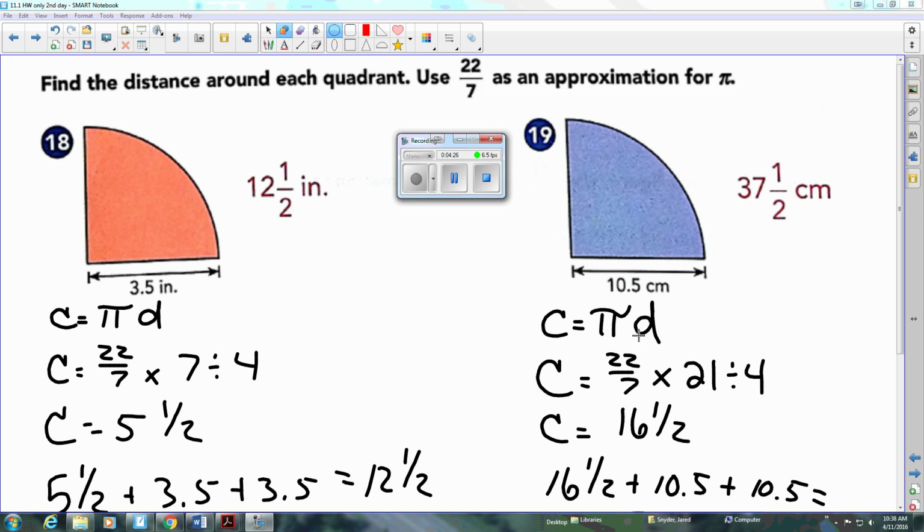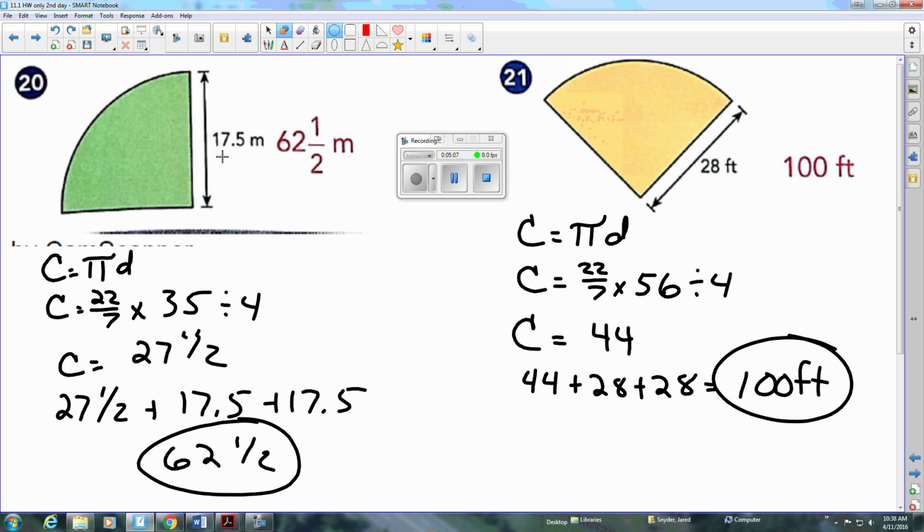10.5, double it up to get the diameter, you get 21. Times 22/7 divided by 4 to get the length of the arc, because it's 1/4 of the whole circle. You get 16 1/2. Then you have to add 10.5 for this side plus 10.5 for this side. So from here to here is 16 1/2. Then you'd add 10.5 plus 10.5, and your answer is 37 1/2.